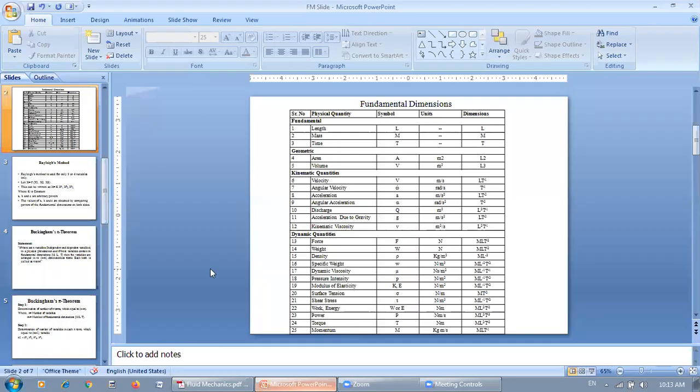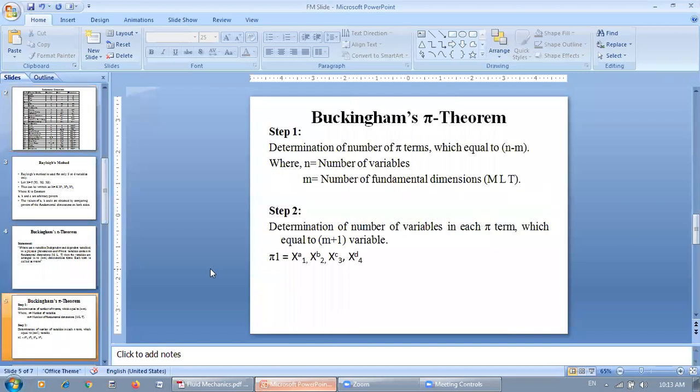So we will go with the second step now. First step is n minus m, number of items. Second step is determination of number of variables in each item, which equals m plus one variable. Now how many items are there? So number of items are 3: pi1, pi2, pi3. And where did we get this from? That is n minus m.